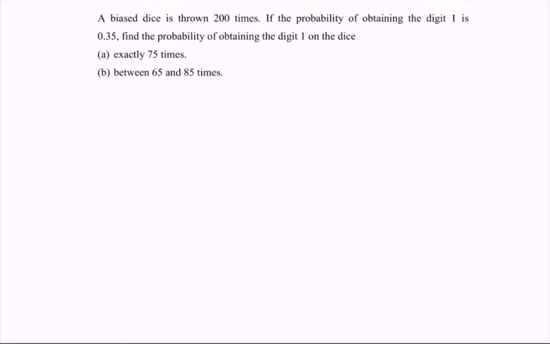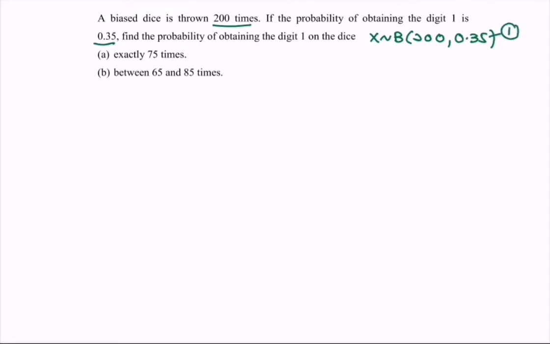Hello everyone, in this video I'm going to discuss the situation for special probability distribution. A biased dice is thrown 200 times, so here we have the n. If the probability of obtaining the digit 1 is 0.35, so here we have the probability of success of getting 1. So at the beginning we have the title binomial distributed, 200 and then 0.35 of getting 1.